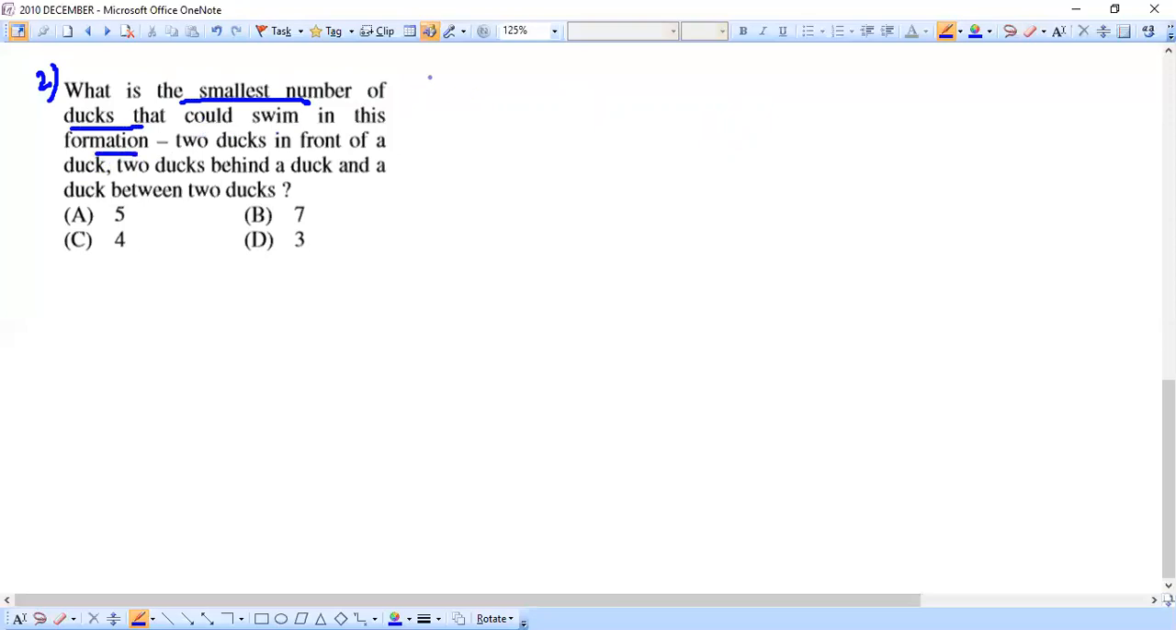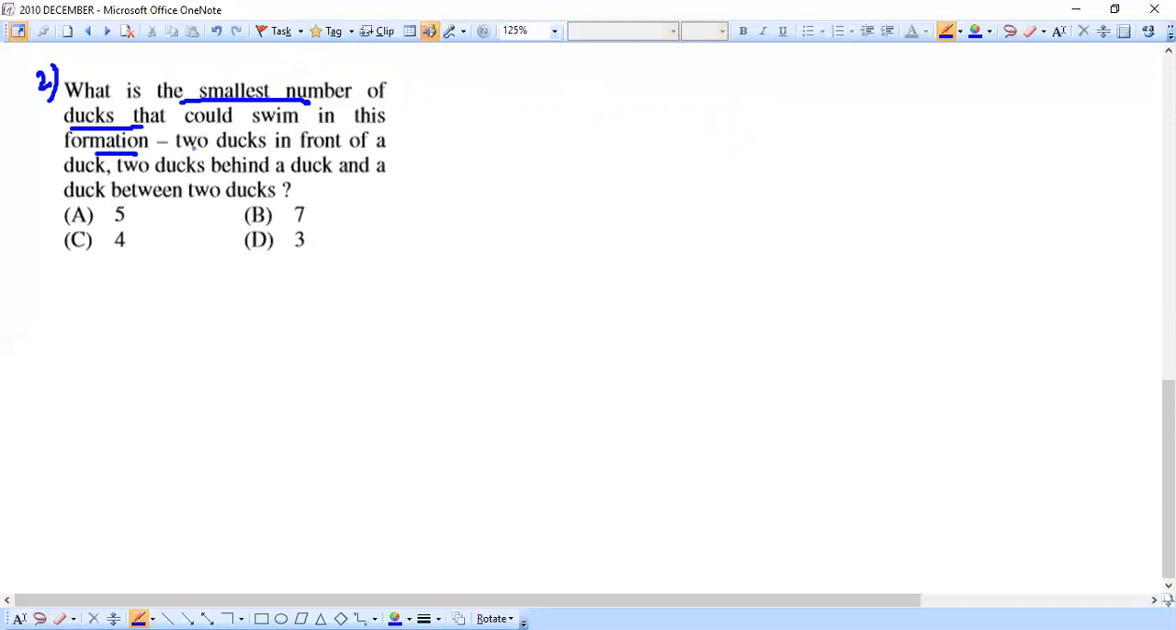So that means they have given some kind of formation, some kind of pattern. Based on that pattern only, we should have some number of ducks. But the question is, what should be the smallest number of ducks we can have? This is our question. Okay, let's see what the condition is, how the formation should be. We'll see that formation.